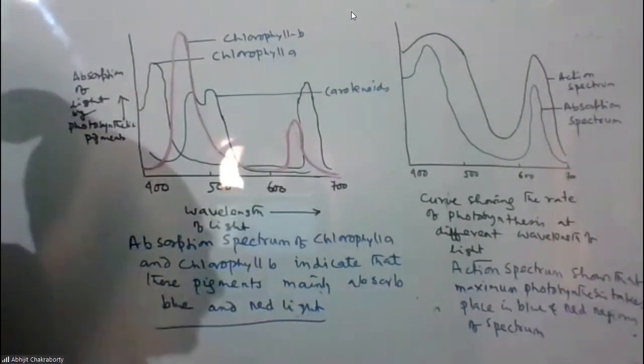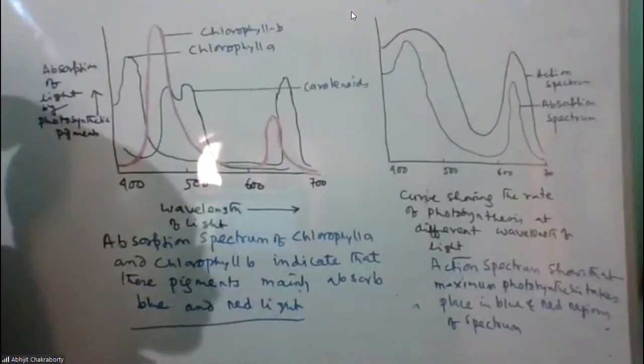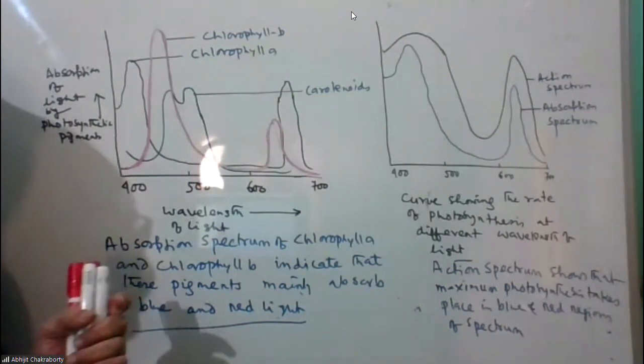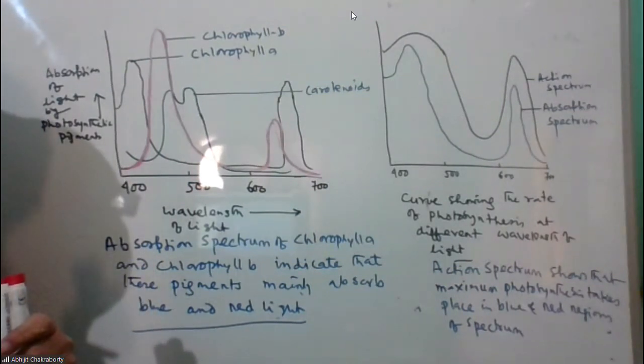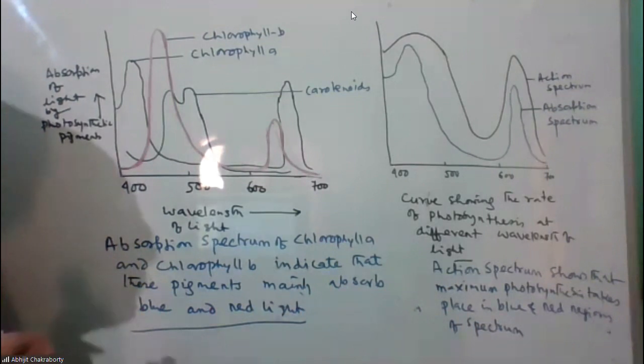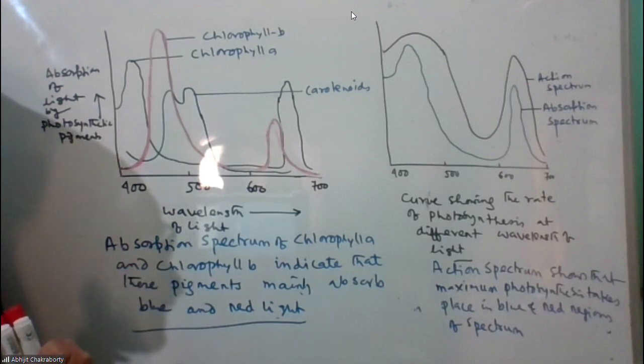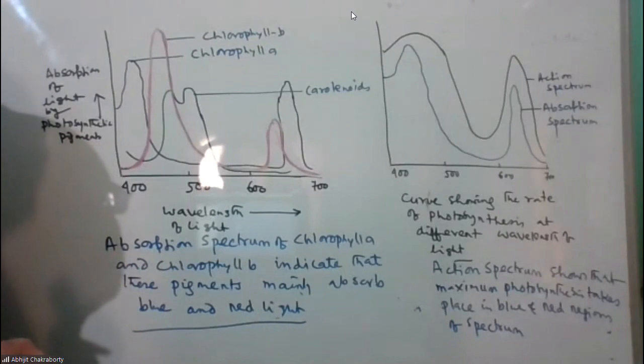Now go to this. What is written? Absorption spectrum of chlorophyll A and chlorophyll B indicate that these pigments mainly absorb blue and red light. Clear? Is it clear? Absorption spectrum of chlorophyll A and chlorophyll B indicate that these pigments mainly absorb blue and red light. Clear? Yes, sir.